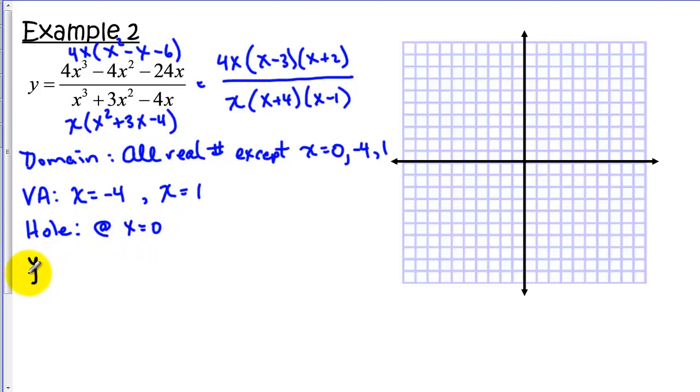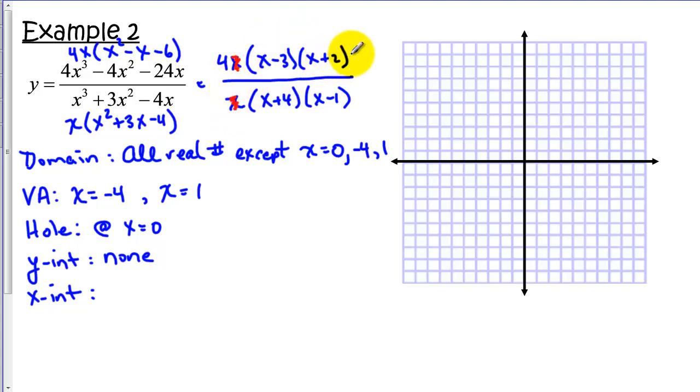So since the function is undefined at x equals 0, that's the value of x we would plug in to find our y-intercept. There's no y-intercept. And when we're finding x-intercepts, we're looking at places that make the numerator equal to 0 after it's been simplified. So we want to throw out this version of x here because that's where there's a hole.